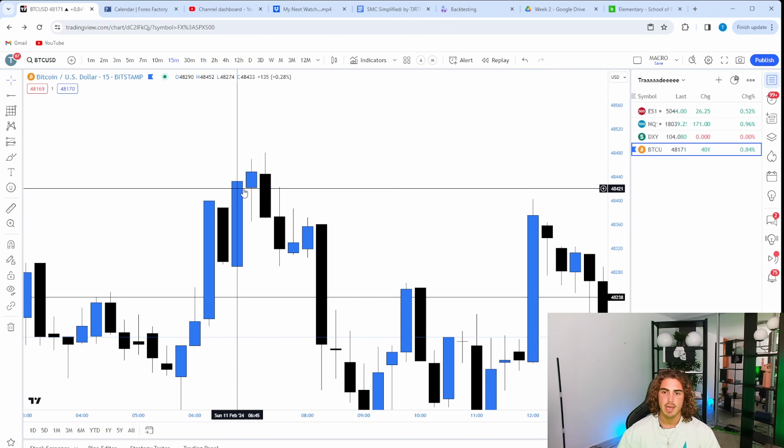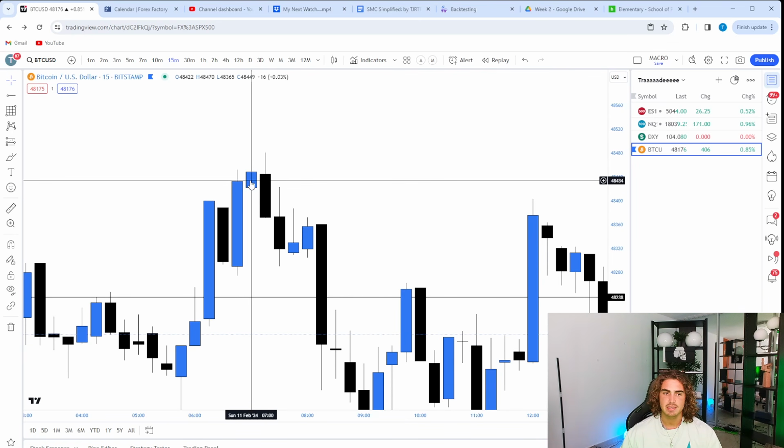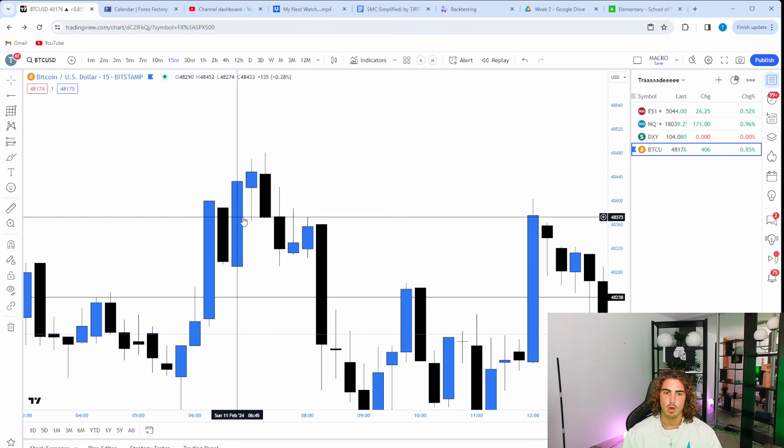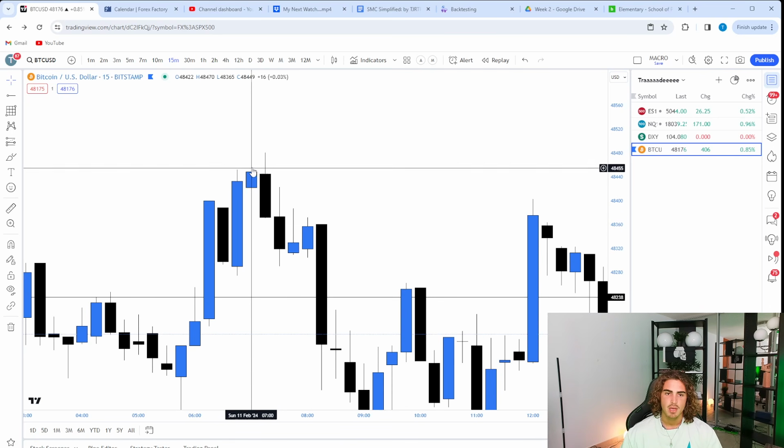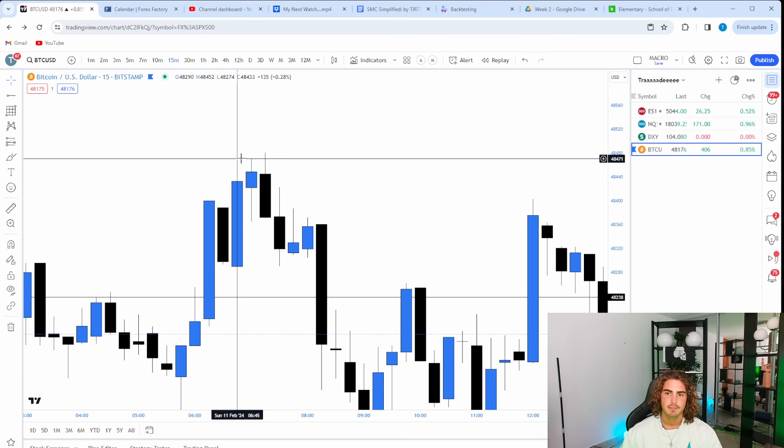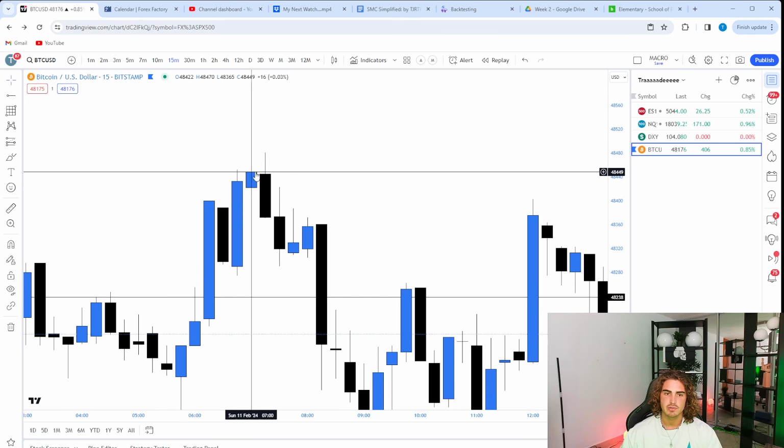If you guys don't know where I'm getting the prices from, it's on the right-hand side, right above me, right there. So we can see price opened at $48,422. At some point during those 15 minutes, price came all the way down here to $48,364. And also within that 15-minute period, price came all the way up here to $48,470. And then at the end of that 15-minute time period, price closed right here.